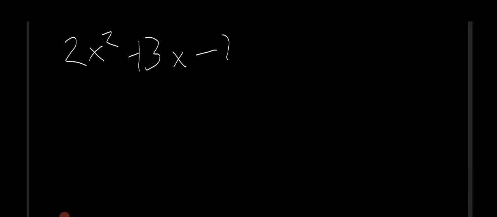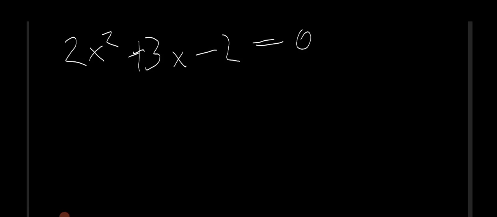So the question came up, how do I complete the square if the leading coefficient isn't 1? For example, say I have 2x squared plus 3x minus 2. Well, the answer to that is you can't. It's not possible to complete the square with the leading coefficient 2. Does that mean we can't solve this problem?